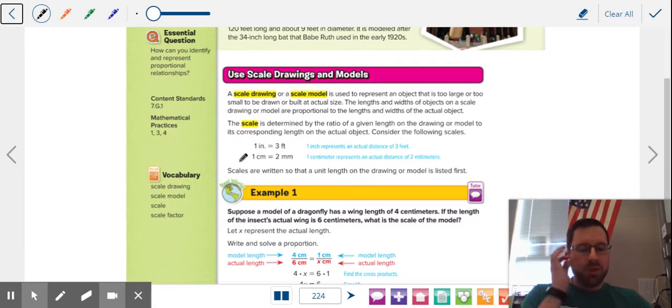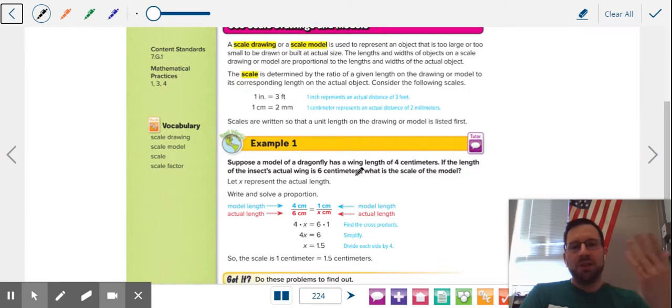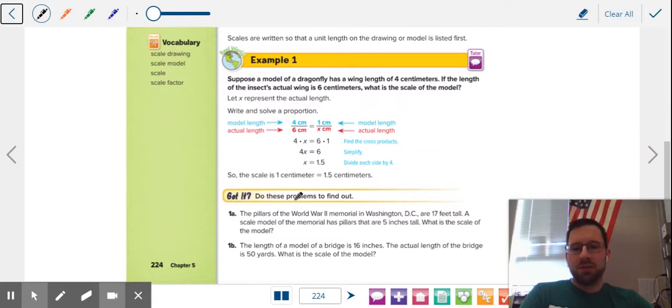So what we're going to do is use the scale. That's the scale, and we're going to set it up and compare it to the real life or the drawing, and that will be how we make a proportion. So let's get in there and figure out what this looks like.